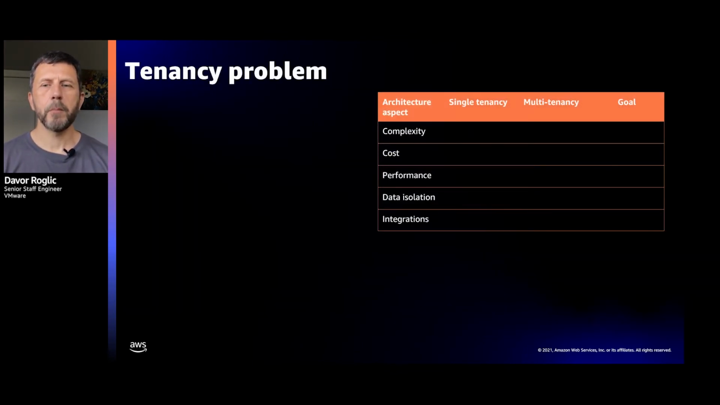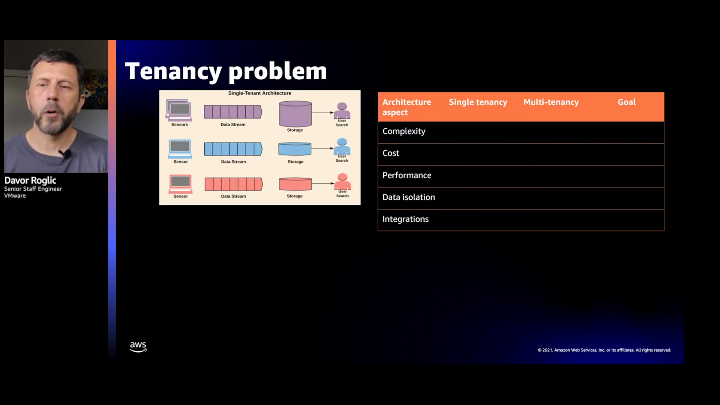Now, before we even started building this solution, we had to decide on an important architectural aspect of it, which is tenancy. We could have gone with a single-tenant solution. We already had a solution like this on-prem, and customers liked it, and we knew how to scale it and how to manage it. What you end up with is basically a separate stream for each sensor, carrying the data into separate storage engines, separate search engines, and customers accessing separate APIs.